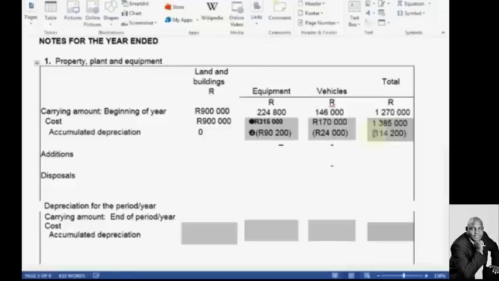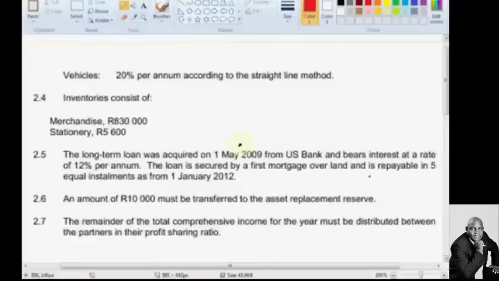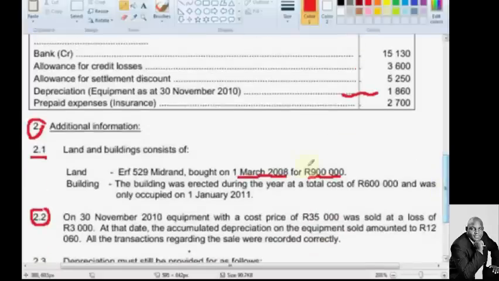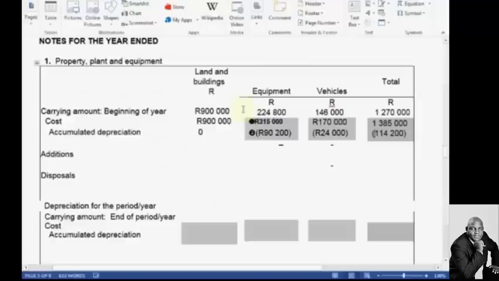So we've done everything for the beginning of the year. Now the next question is, what happened during the year? Did we buy equipment? Did we sell equipment? Or anything, vehicles or land or stuff. Do you remember at the beginning of our additional information, we learned something important there? The building was erected during the year, it cost 600,000. So something was added for 600,000, right? A building was added for 600,000. 900,000 was for the land, and then they put a building in for 600,000. Okay, so that makes sense.